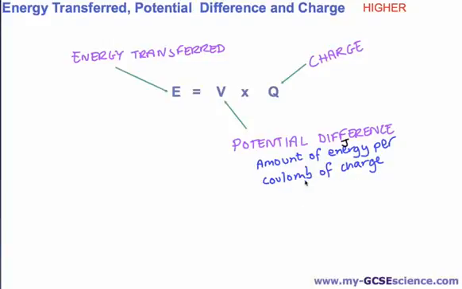Now, if we then multiply by the amount of charge that we have, that can give us the total amount of energy transferred into a light bulb or into an appliance or into a component in a circuit.